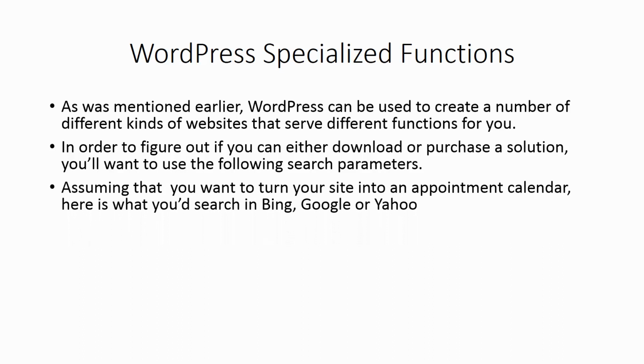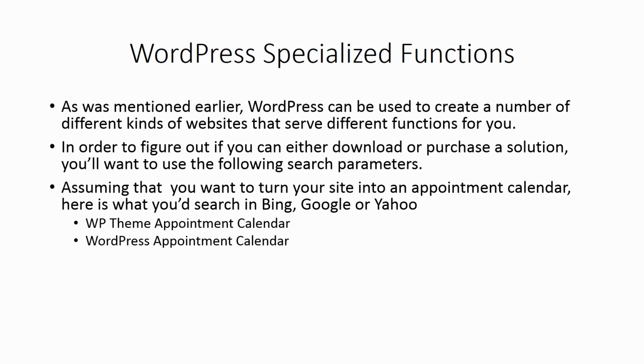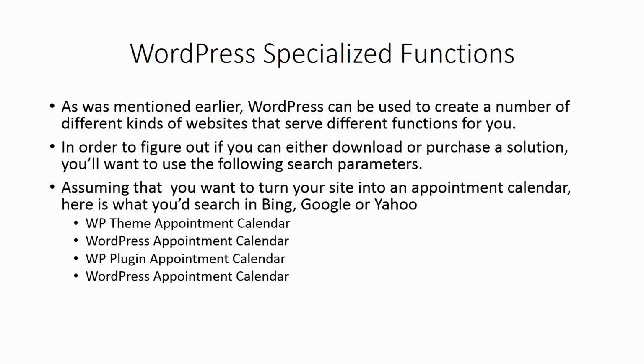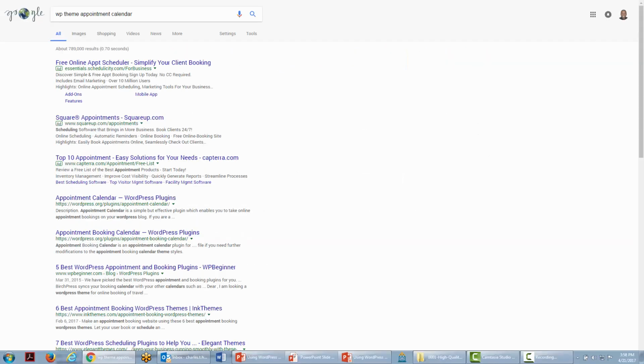Assuming that you want to turn your site into an appointment calendar, here is what you would search in Bing, Yahoo, or Google. You would search WP Theme Appointment Calendar, or WordPress Appointment Calendar, or even WP Plugin Appointment Calendar, or WordPress Appointment Calendar. So let's take a look. And you'll see these searches.